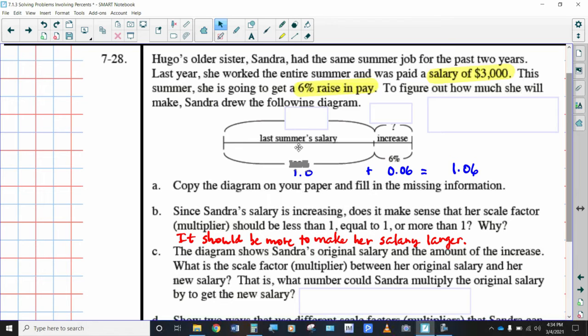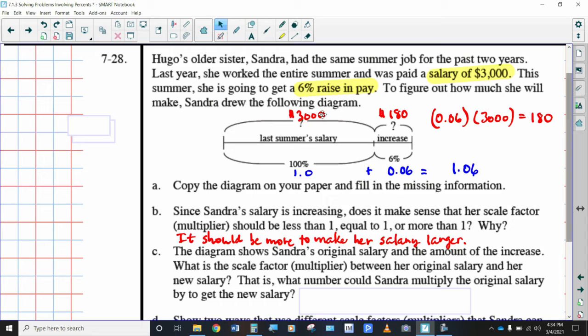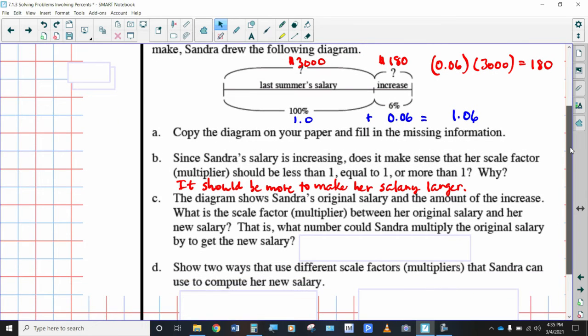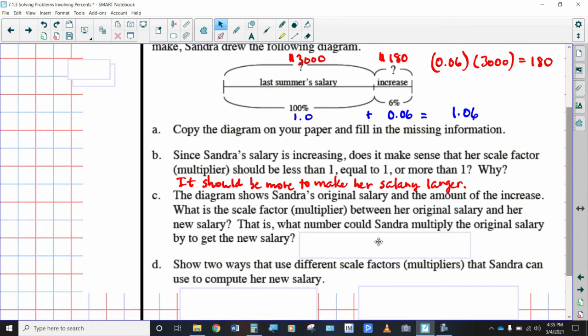Okay, so let's figure this out. What was her original 100%? It was $3,000. What is the amount of her increase? Well, what is 6% of 3,000? It's 180. So if you want to find how much her increase is going to be, we would use the 6% or 0.06 as our multiplier. But what if you just wanted to go straight to find the new salary? What number could she multiply by to get the new salary? And you see it right here, it is the 1.06.